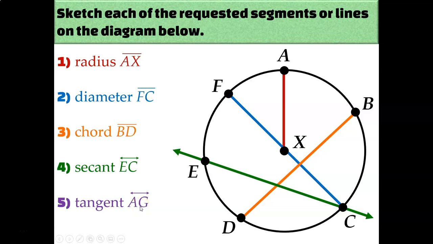Then I need to draw tangent AG, but I don't see G anywhere on my diagram. And that's because it's a point that I need to draw somewhere outside of my circle, because a tangent only intersects a circle at one point, in this case point A. So I'll draw G out here somewhere and draw a line that goes only through point A. But why does this happen this way? How do I know where to draw point G?